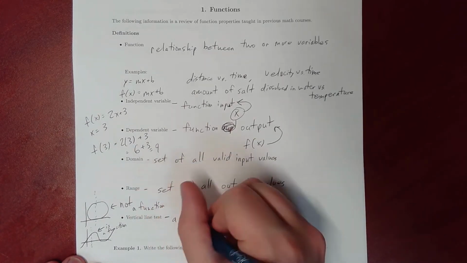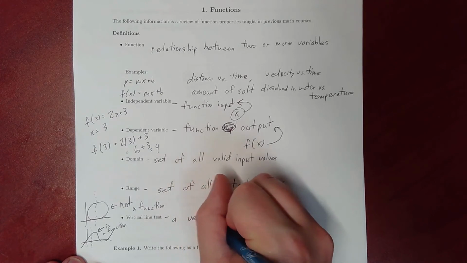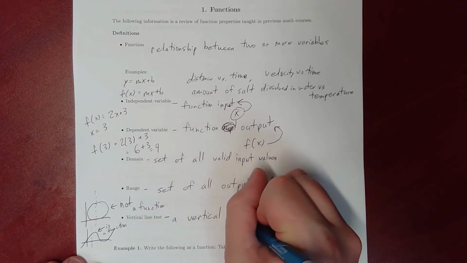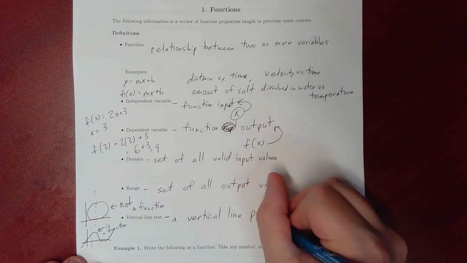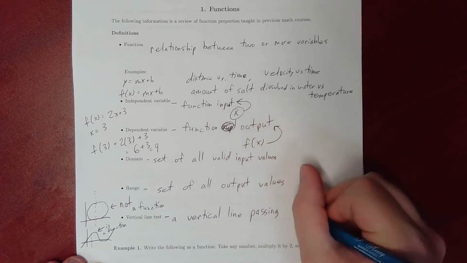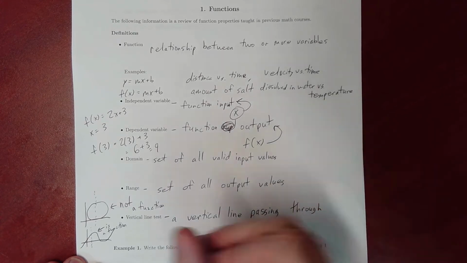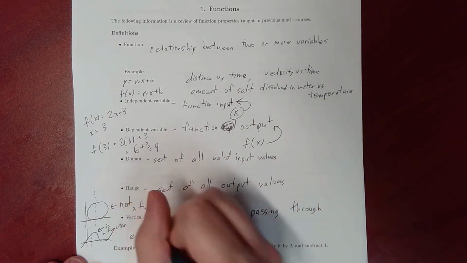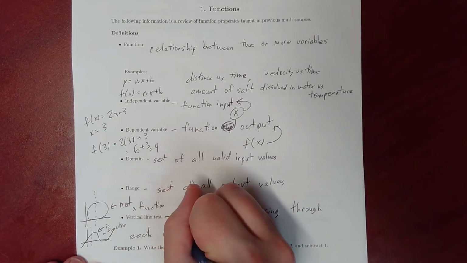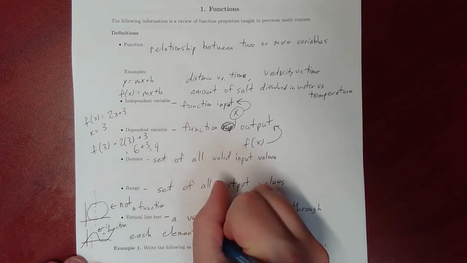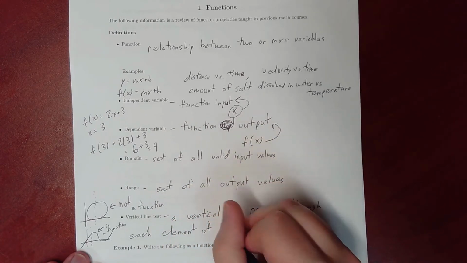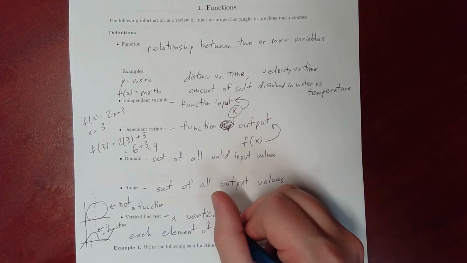So the vertical line test essentially formalizes this. It says a vertical line passing through each element of the domain can pass through only one range value.